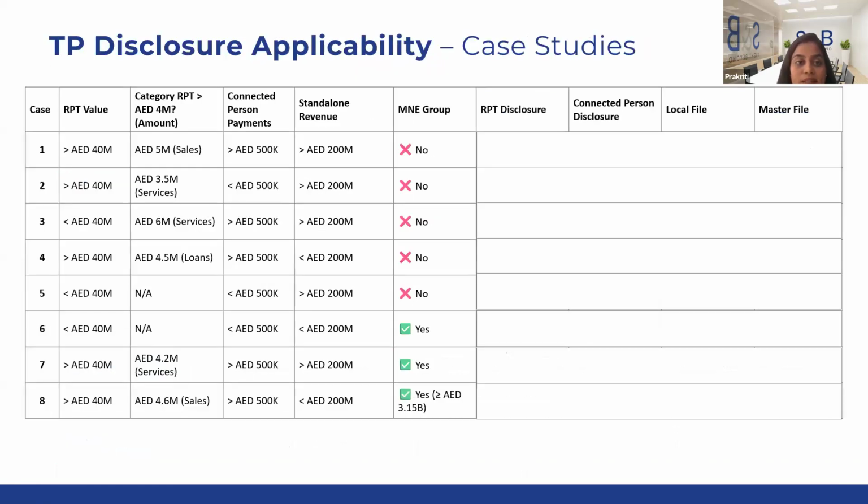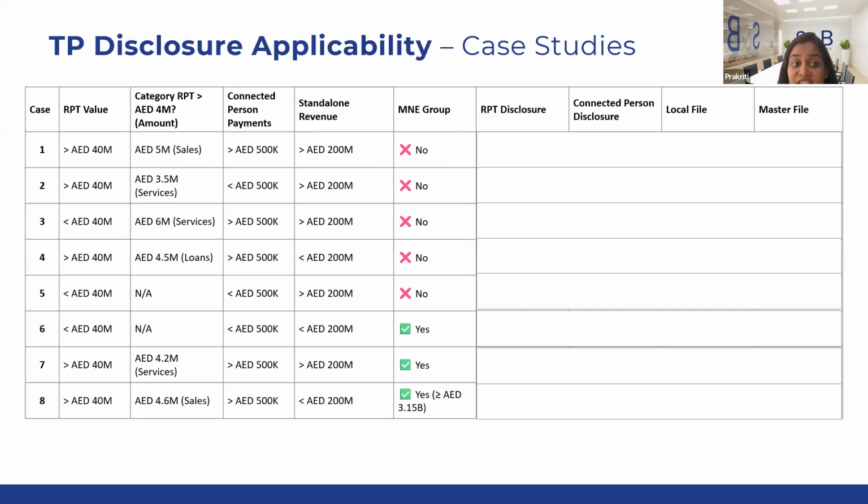Now, as we mentioned, it will be a case study based session. So we have many cases and various permutations and combinations to see, on the basis of various threshold limits of the companies and whether it is part of an MNE group or not, what the basic requirements are in terms of the transfer pricing disclosure, the connected person disclosure in your tax return, or maintenance of the local file and master file.